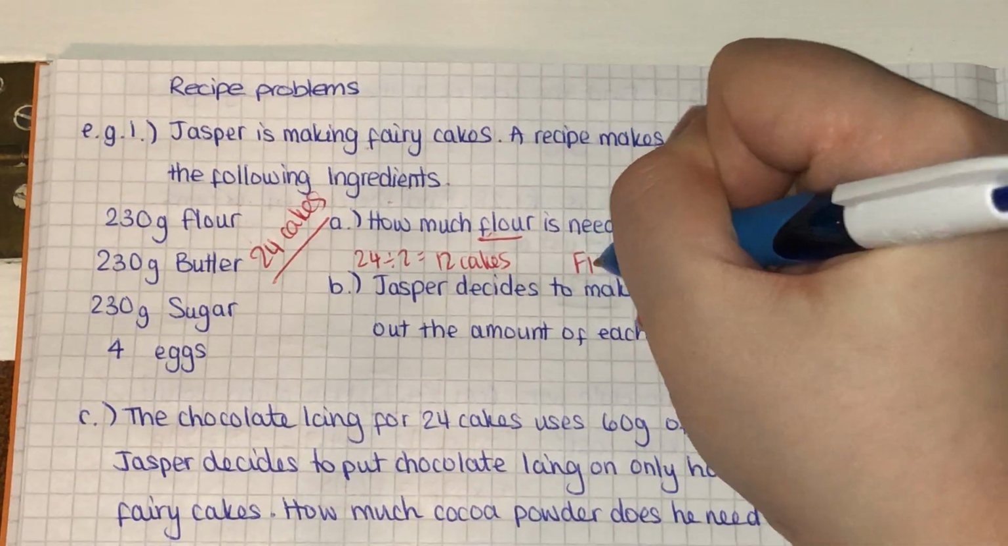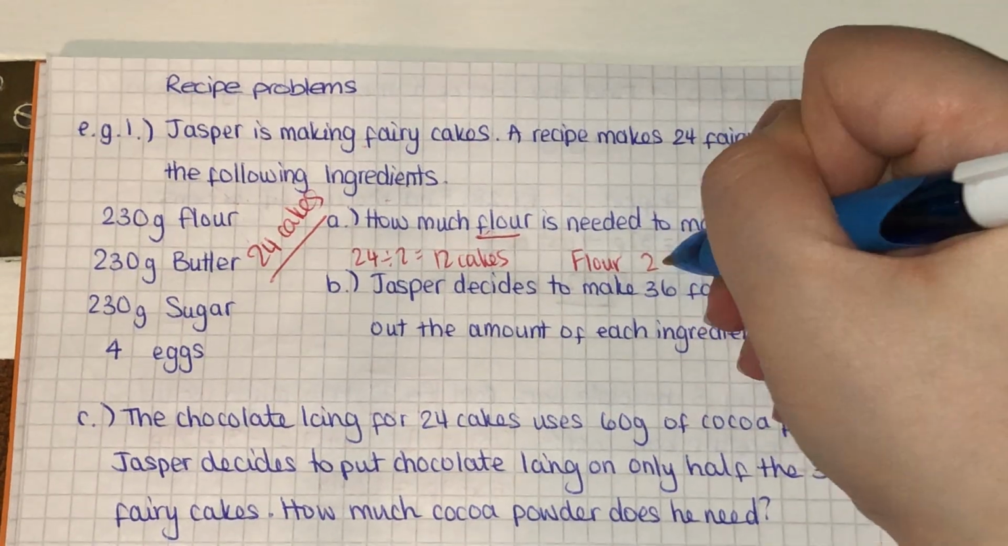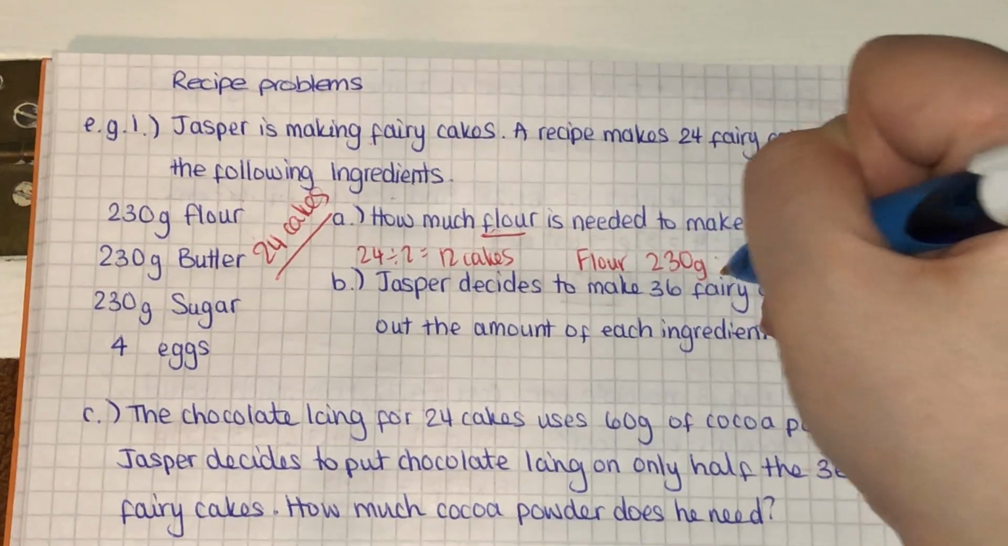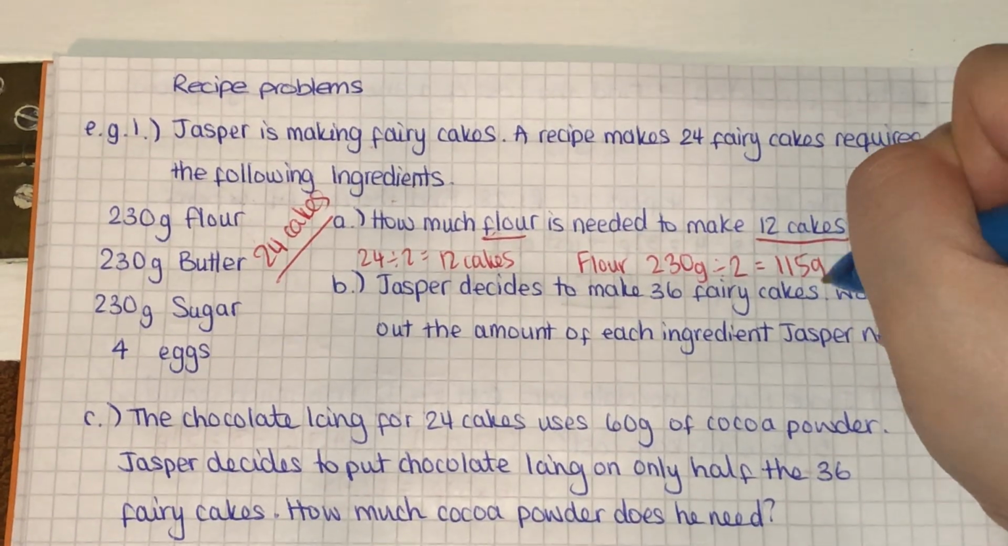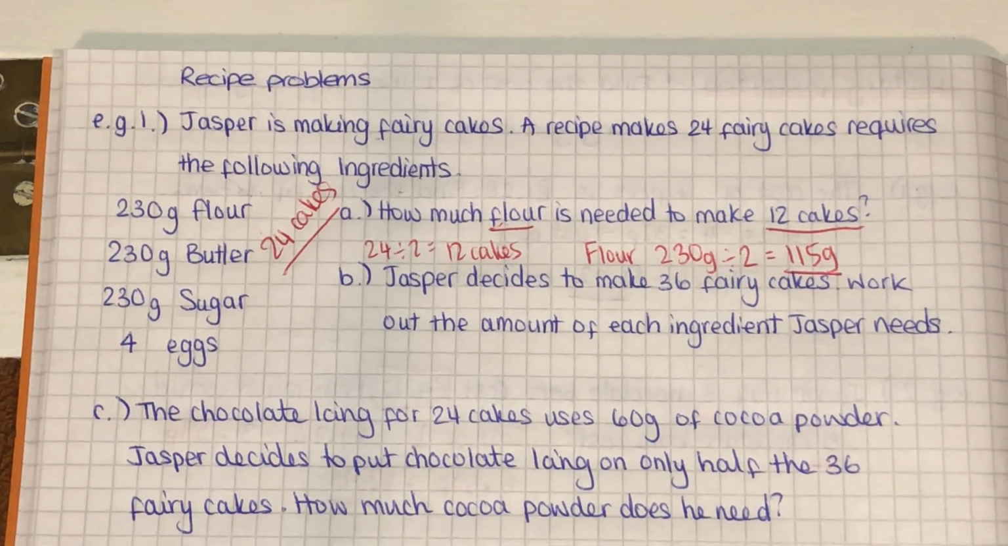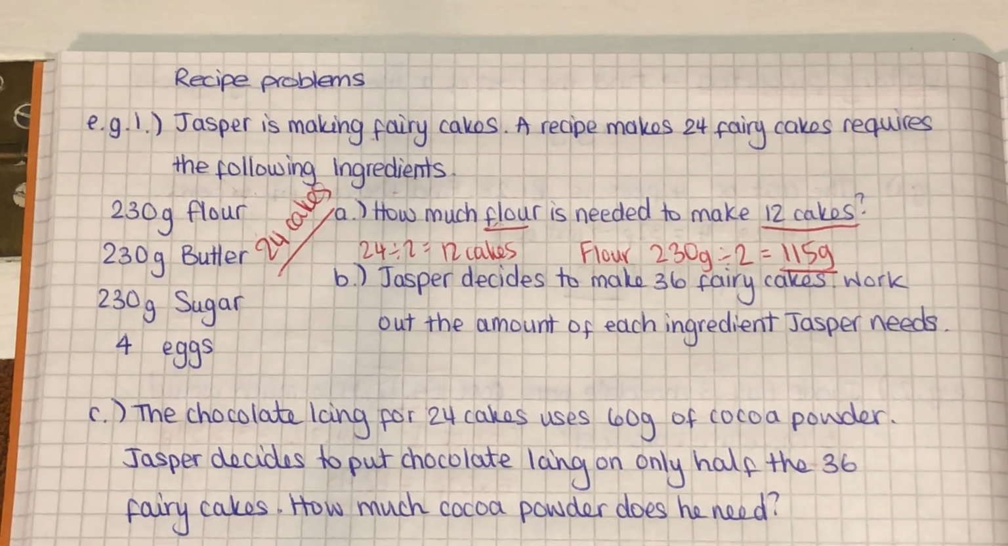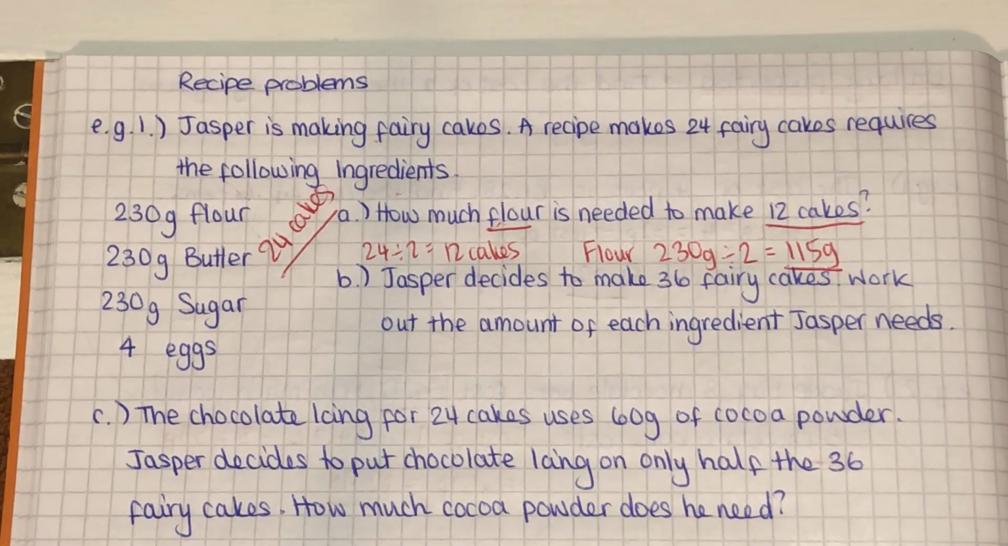So for the flour, it's going to be 230 grams divided by 2, which is 150 grams. Okay, so that's how many grams I needed for 12. Okay, and that's all we need to do for that one.